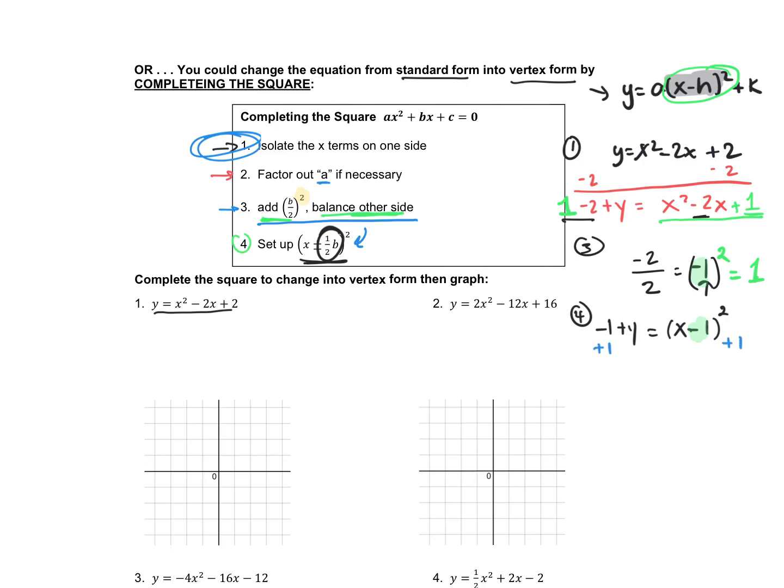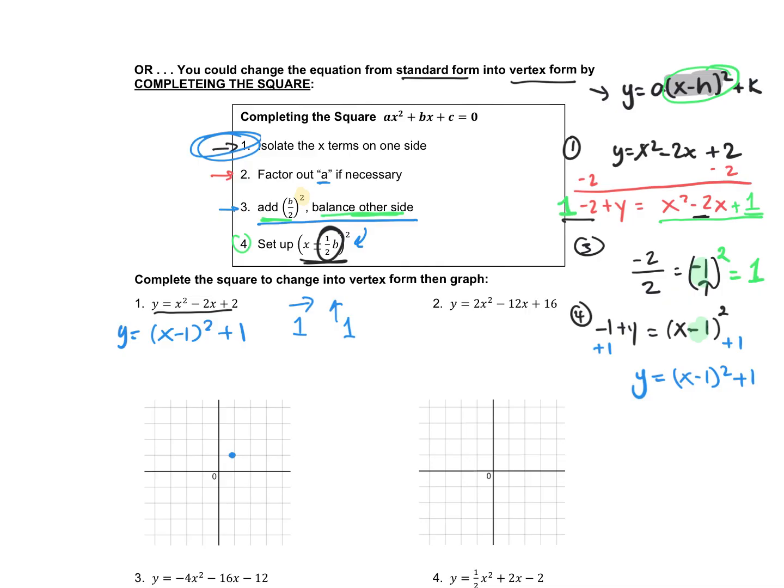Add 1. And so my final equation in vertex form is y equals (x minus 1) squared plus 1. Okay, I wrote it over here, and so now we can graph it. We know that we are going to shift to the right 1, and we're going to go up 1. So that's where our vertex is going to wind up. So 1, there, 1's right here.